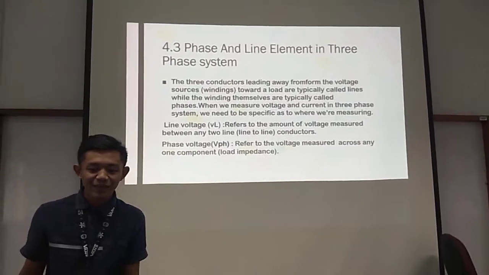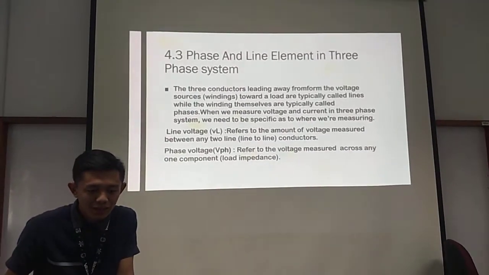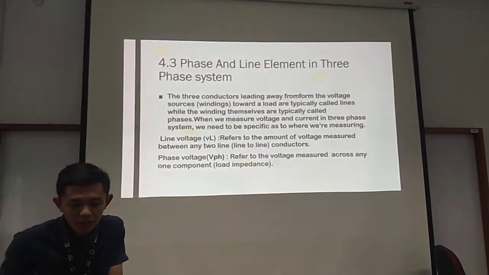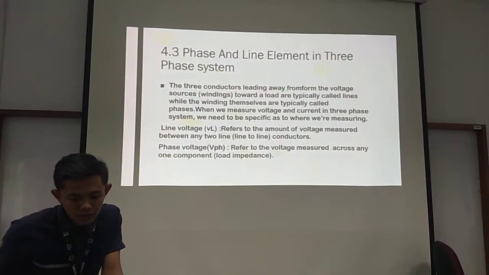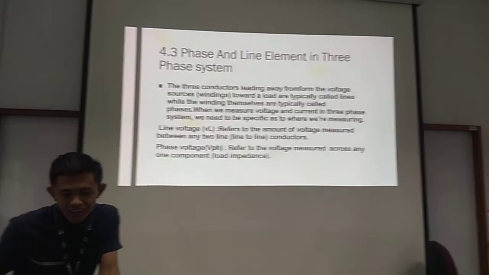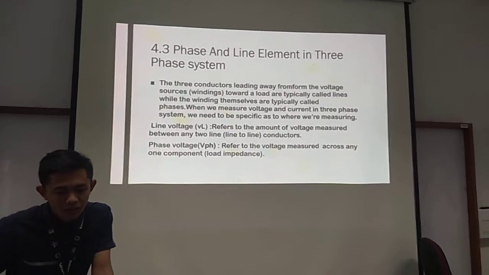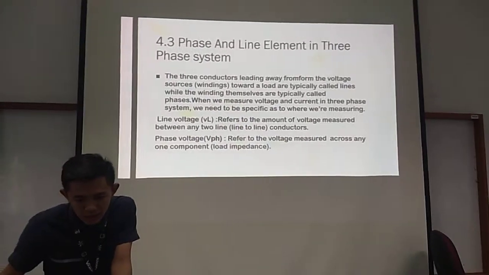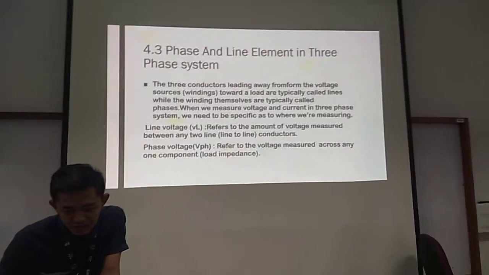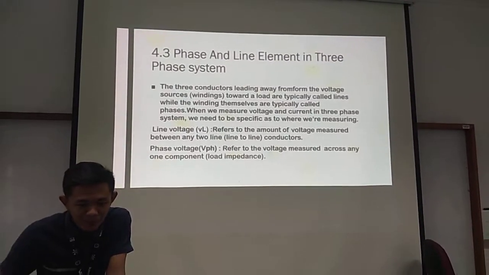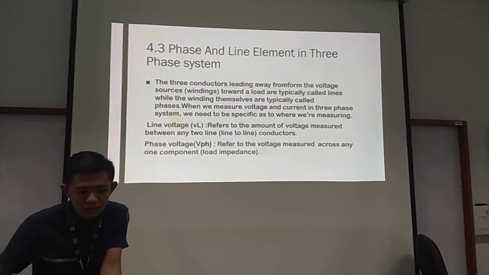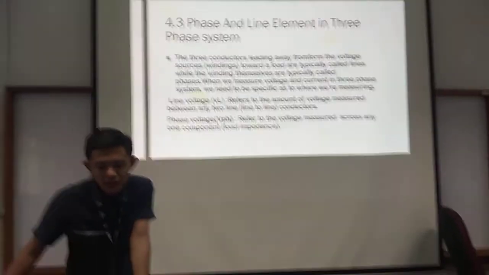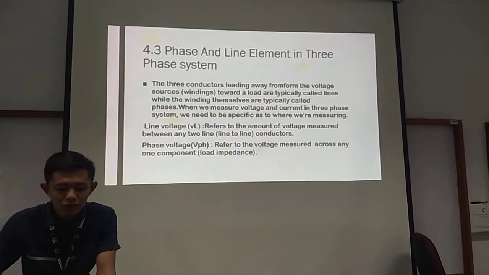Phase and line element in three-phase system. The three conductors leading away from the voltage source winding toward a load are typically called line, while the windings themselves are typically called phase. When we measure voltage and current in a three-phase system, we need to be specific as to where we are measuring.